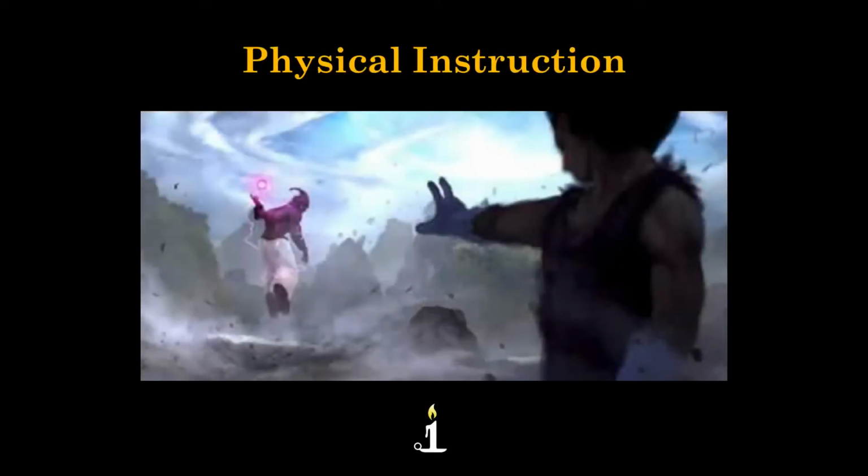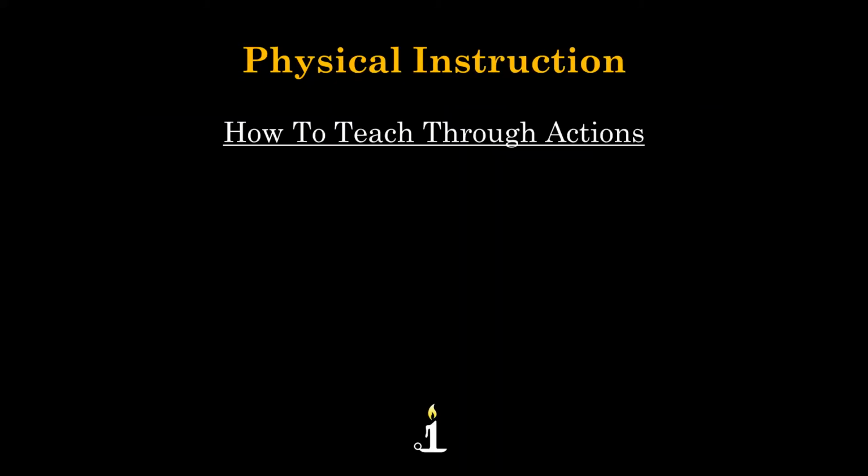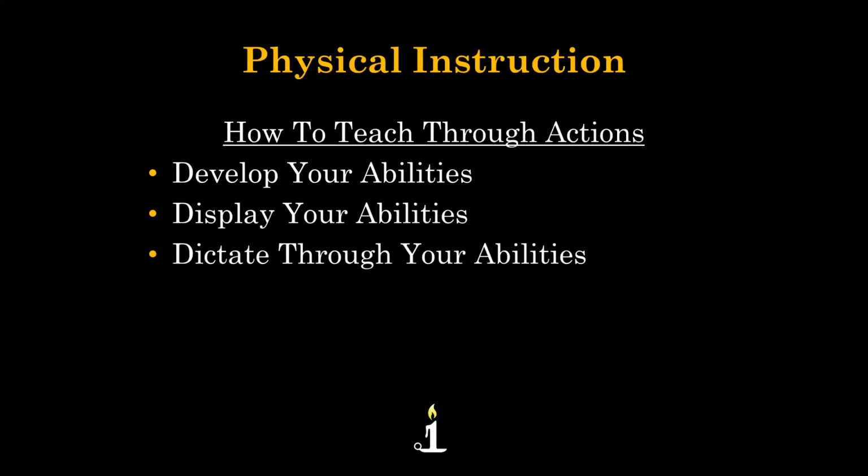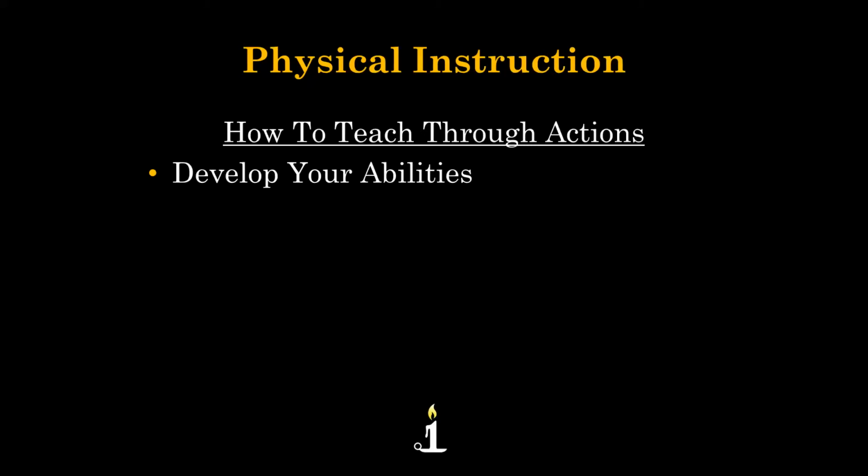So finally, it's time to take a look at how to develop our character and specifically the abilities that our character has for them to be able to stand up and teach the bad guy a lesson. So there are 4 steps to teaching through actions. The first is developing our character's ability. The second is displaying those abilities. And then finally, we're able to dictate our lesson through those 3 abilities. Well, let's start with developing your character's abilities.